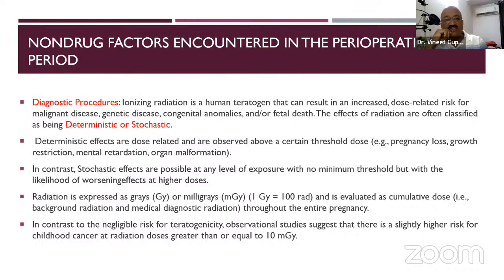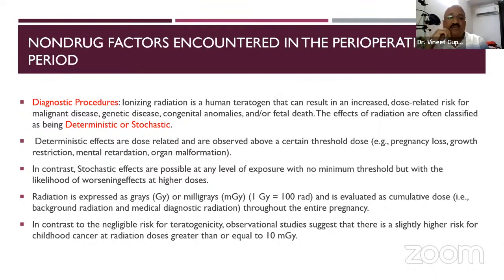These include pregnancy loss, growth restriction, mental retardation, or organ malformation. In contrast, stochastic effects are possible at any level of exposure with no minimum threshold, but with the likelihood of worsening effect at higher doses. Radiation is expressed as gray or milligrays. 1 gray is equal to 100 rad and is evaluated as cumulative dose, that is background radiation and medical diagnostic radiation throughout the entire period.